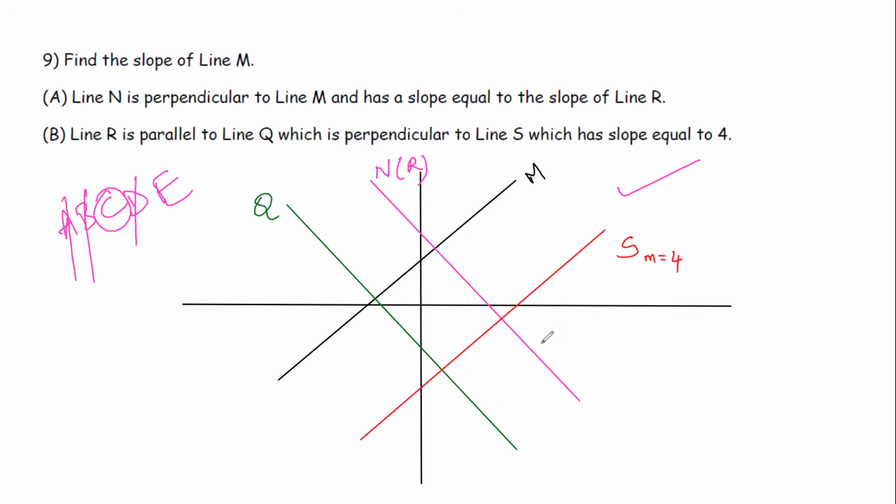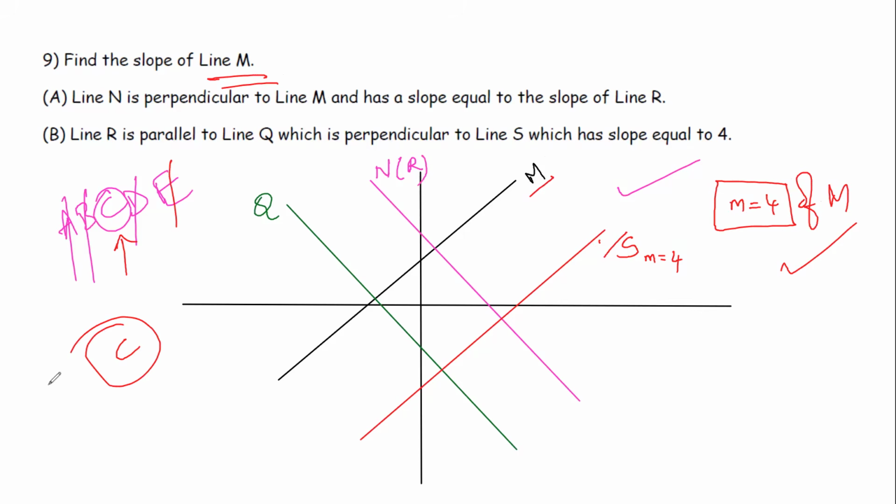Correct. So as you can see, this S is parallel to M. And when two lines are parallel, we know that they have the same slope, right? So 4 is also the slope of M. And hence, what is the slope of line M? We come to know from both statements together. So C is the answer.